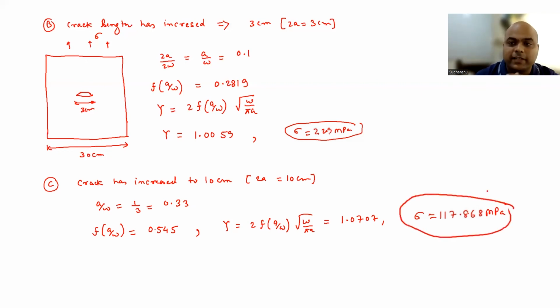Okay. So see how it is decreasing. The maximum allowable stress is decreasing as you are increasing the crack length. So we are fixing the K1C, so you can calculate what is the allowable stress with respect to different crack length. Okay. So that is problem 1.